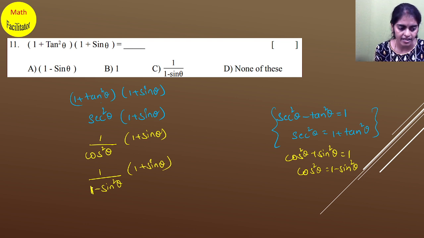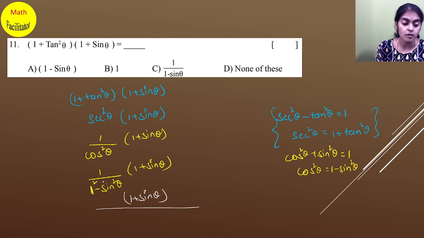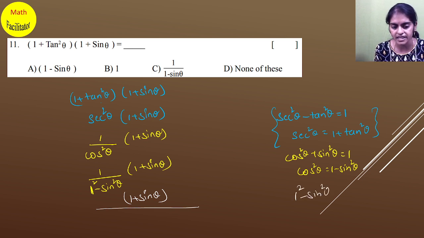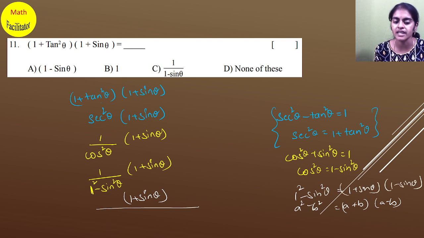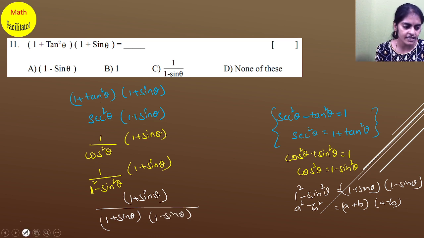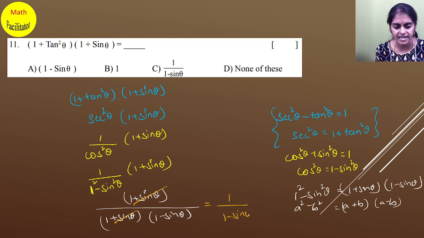Now this is again like, see, 1 I can write as 1 square, so this is like a square minus b square. Numerator is 1 into 1 plus sin theta, which is 1 plus sin theta, whole divided by the denominator, 1 square minus sin square theta. It is like a square minus b square, so I can write this as a plus b into a minus b. It is like 1 plus sin theta into 1 minus sin theta, in the place of a you have 1, in the place of b you have sin, isn't it? Now this 1 plus sin theta, these two will get cancelled and the final answer would be 1 upon 1 minus sin theta.